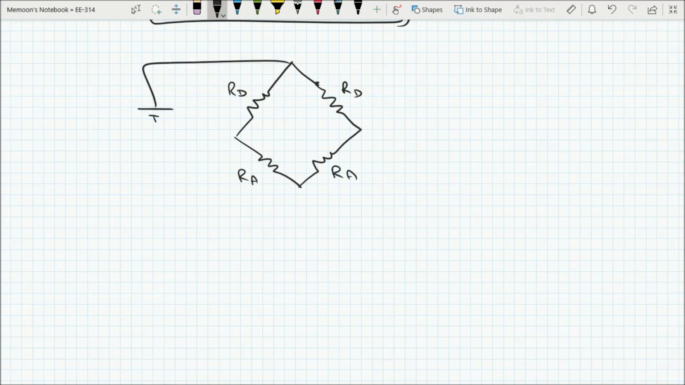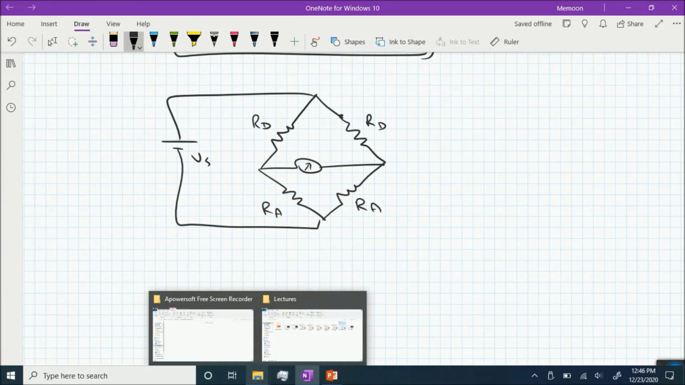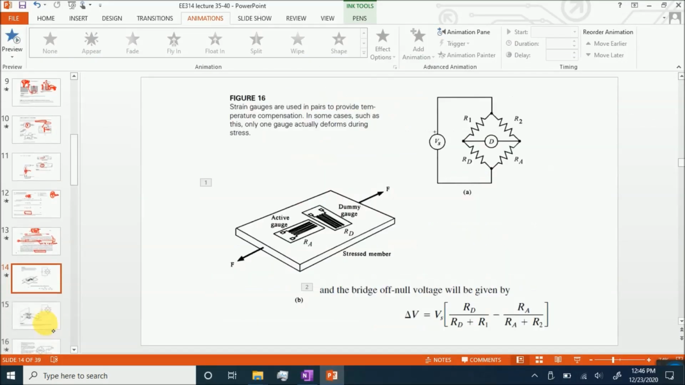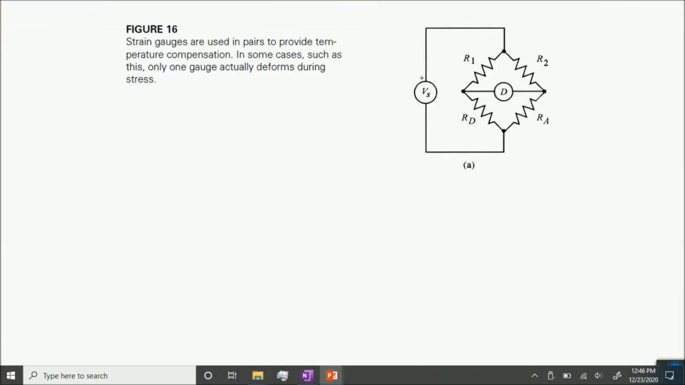This is your Vs, and here you have your output detector. So first let me show you how these dummy cells are actually connected to the beam of which we want to measure the strain, and then we'll move on with the actual derivation of the output of that dummy cell.